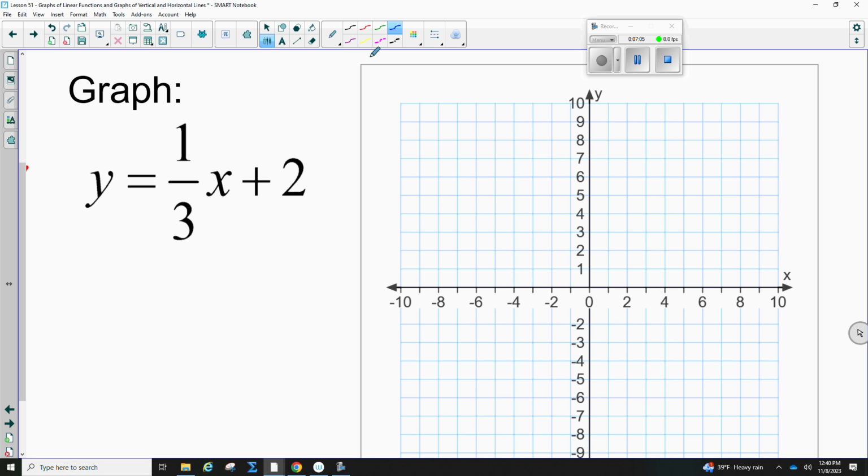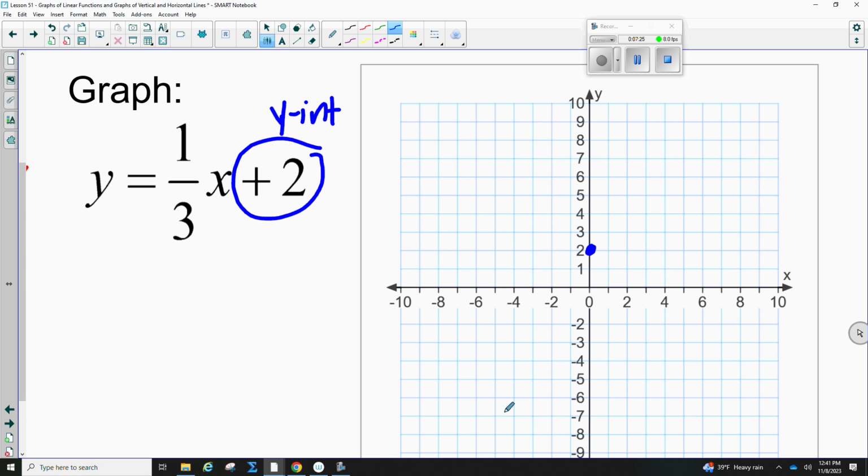You always start with the y-intercept. That's where it crosses the y-axis. So here's your y-axis, and we're going to put a point on positive 2 on the y-axis. Every time you're going to do the y-axis first.